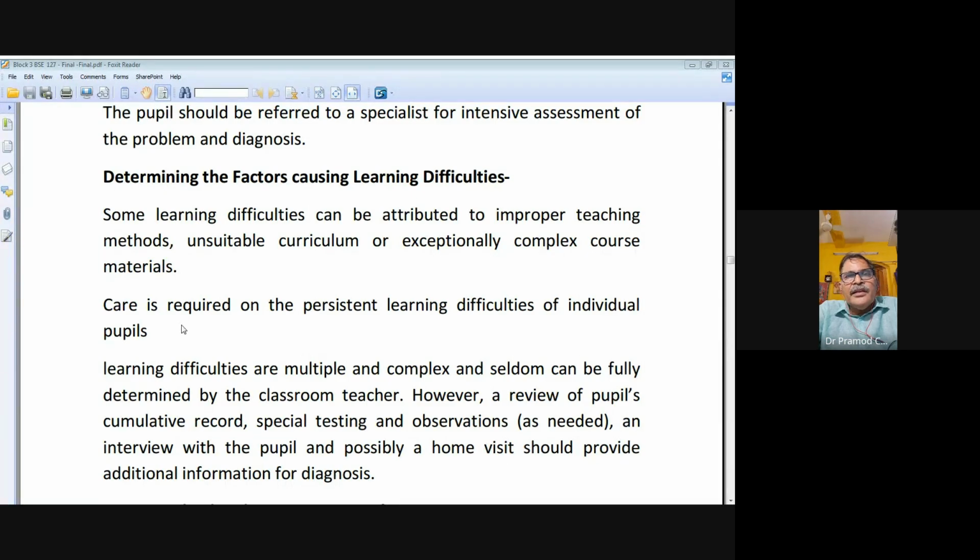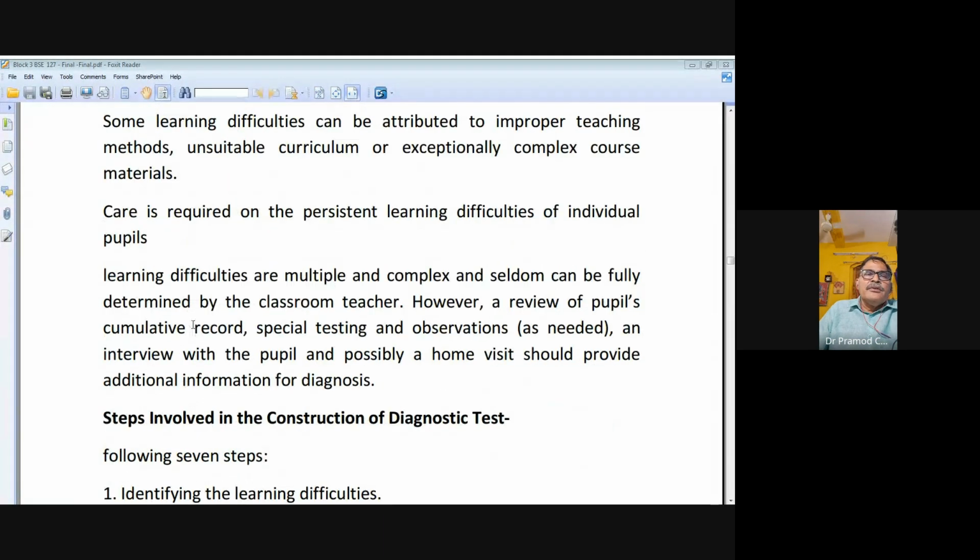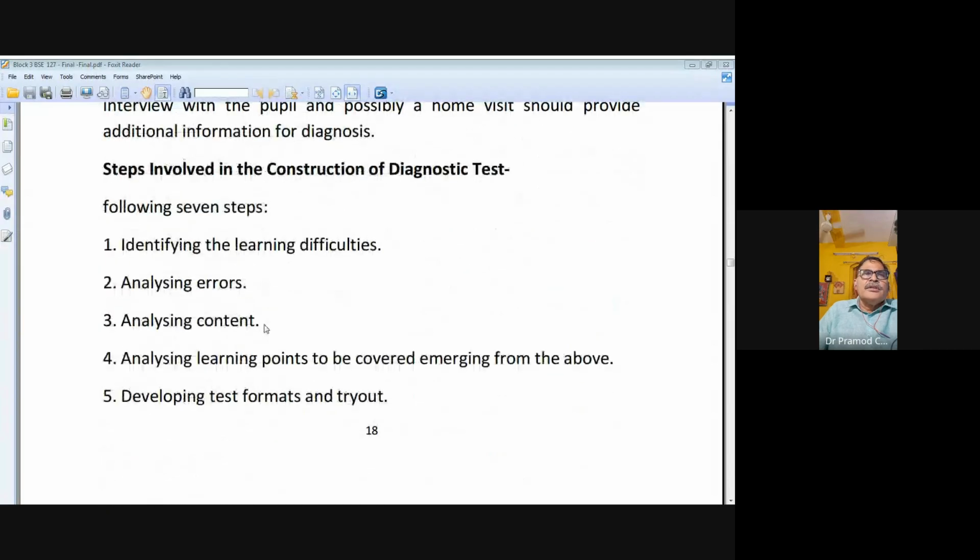And definitely, in the classroom situation, the class teacher should take into consideration all the records: the cumulative record, the special testing he has conducted, the reports regarding the different types of observation, how he is conducting the interview, and what type of report he has mentioned in the information report. All these things should be taken into consideration.